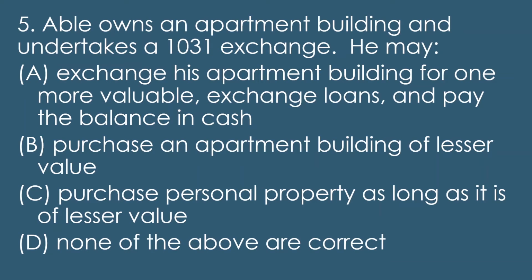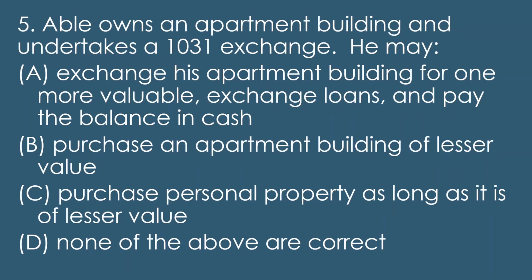And then 5. Abel owns an apartment building and undertakes a 1031 exchange. He may A, exchange his apartment building for one more valuable, exchange loans, and pay the balance in cash. B, purchase an apartment building of lesser value. C, purchase personal property as long as it is of lesser value. D, none of the above are correct.